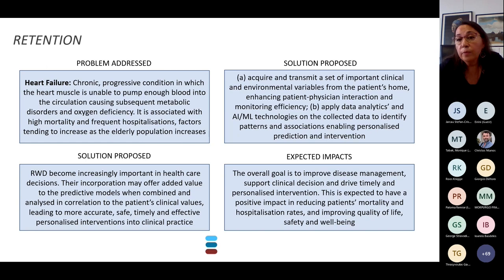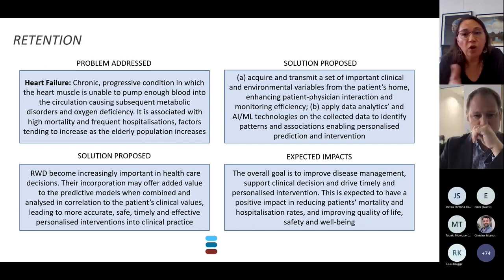So we are going to test this concept, and we are planning a clinical trial that will hopefully start next February with 450 patients in 6 hospitals across Europe.